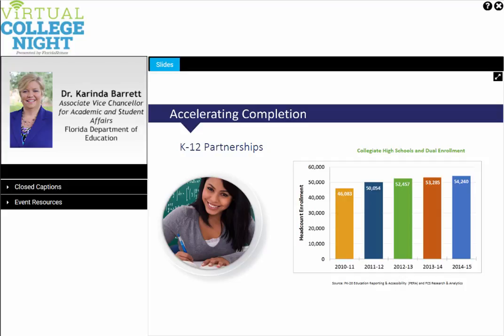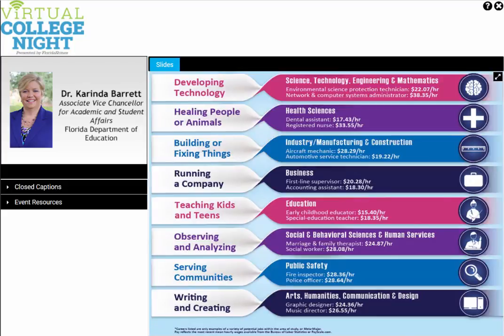So I'll talk a little bit more about that. This chart indicates the growth of dual enrollment from the 2010-11 year to the 2014-15 year, which is an increase of 18% over 4 years. With the increase in dual enrollment, we want to ensure students are taking the right courses at the right time in their college career.